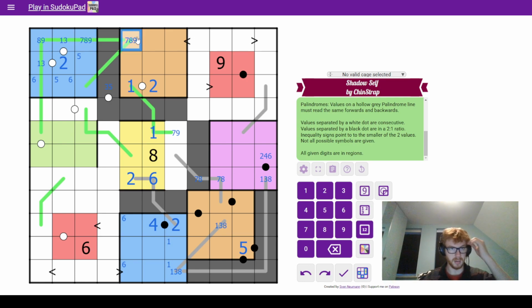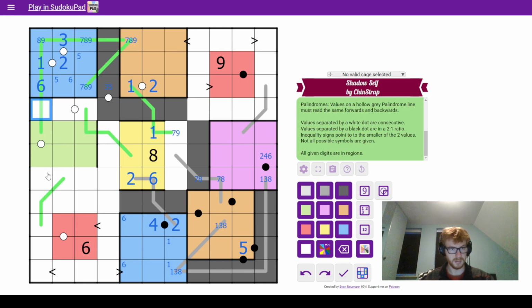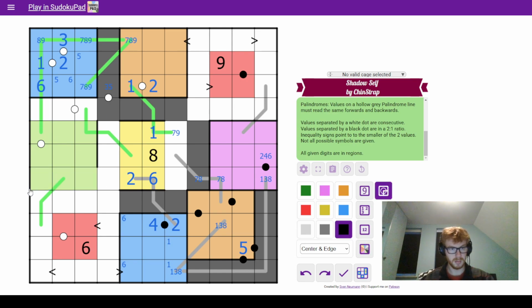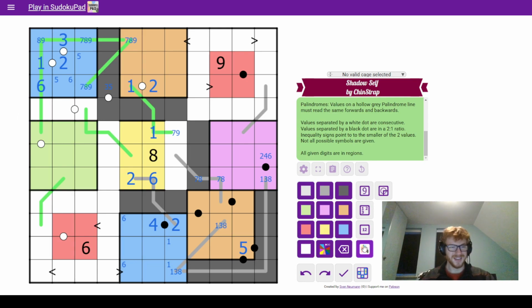We have a 7, 8, 9 triple. And this is not a 6, so it's also a 7, 8, or 9. So that is a 6, making that a 1, making that a 3. So that can now not be green, right? Because then it would be a 1. Yes. So green goes here. That genuinely scared me. I thought I wasn't going to finish this puzzle.